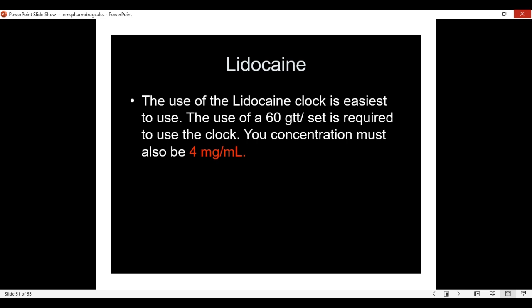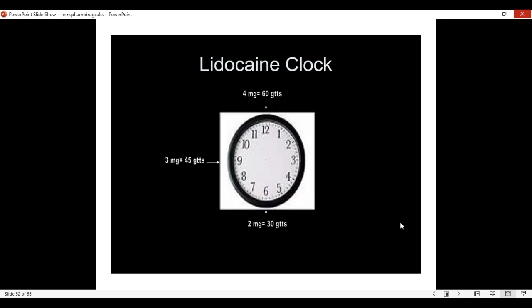Lidocaine. We can use the lidocaine clock, and I'll explain that a little bit. If we're using 60 drop tubing, and our supply or concentration is 4 milligrams per milliliter, which most of the time it is. So if we're ordered 4 milligrams, we're going to have 60 drops. We'll just start here. 1 milligram is going to be 15 drops a minute. 2 milligrams will be 30 drops a minute. 3 milligrams is going to be 45 drops a minute, and then 4 milligrams will be 60.